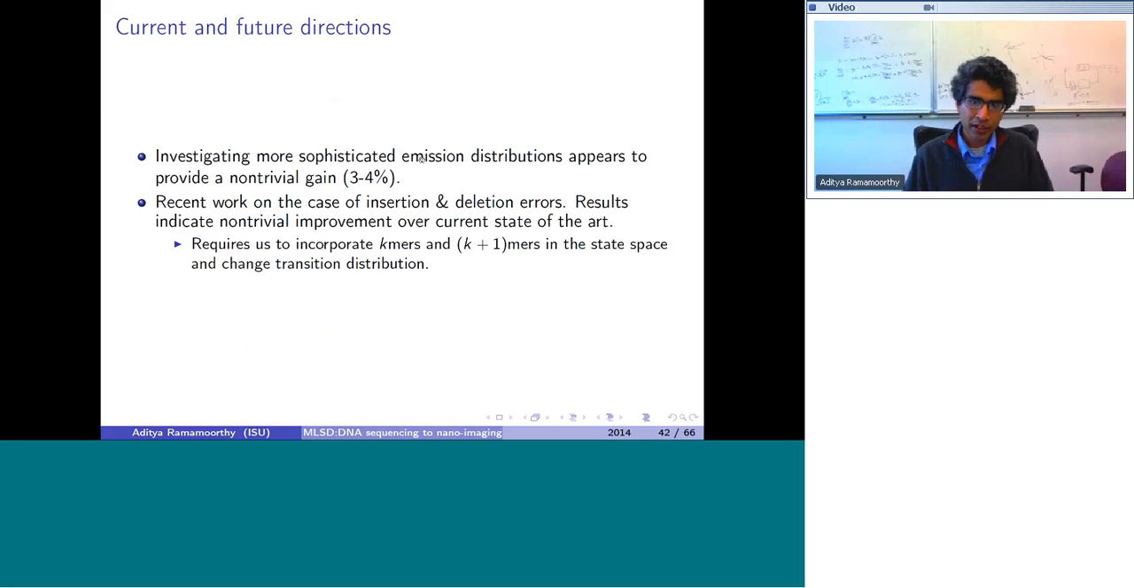So I just talked about a fairly straightforward emission distribution, but if you invest more energy in thinking about more sophisticated emission distributions, the gain does go up. It can result in an additional 3 to 4% gain depending on the data set. And more recently, we've been looking at insertion and deletion errors also, and that requires a little bit of a change in mindset. We need to augment the state space with what I call K+1 merge as well. But our current results in that domain are also very promising, so we can actually beat the current state of the art algorithms in the bioinformatics domain.